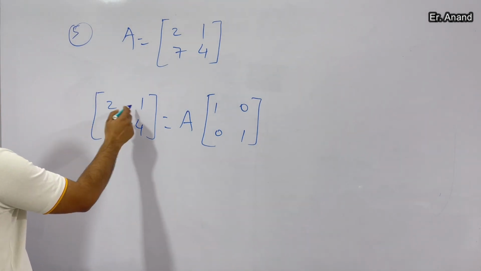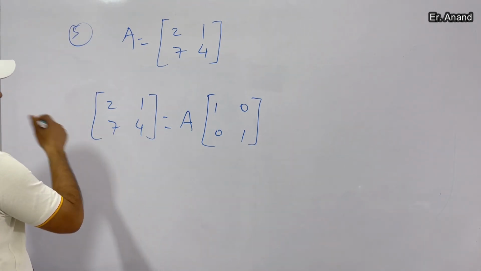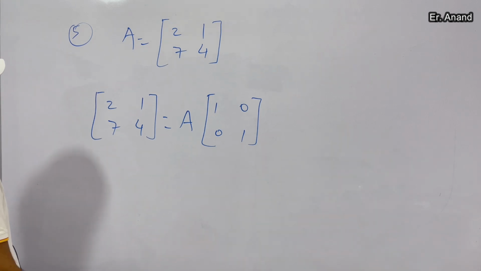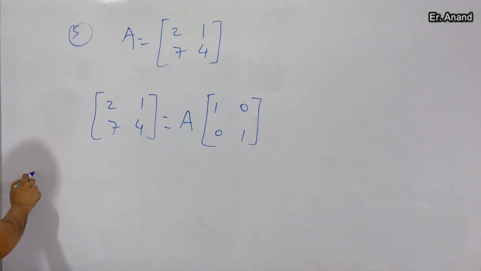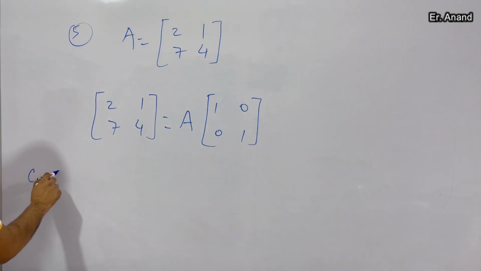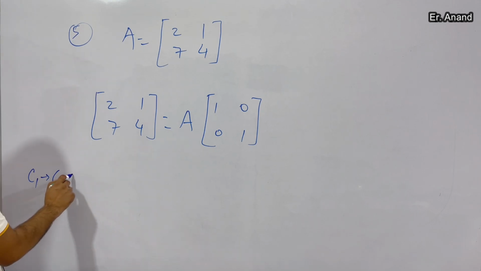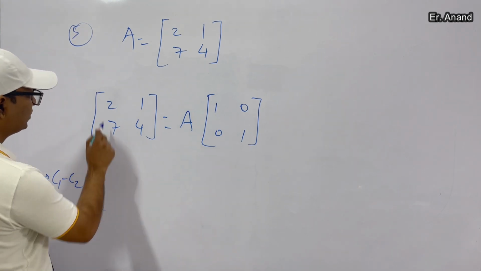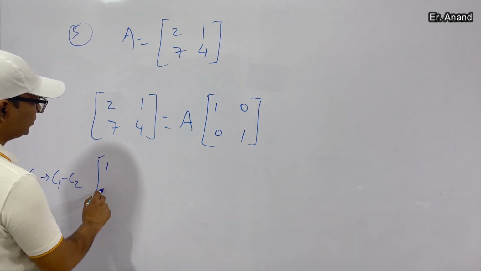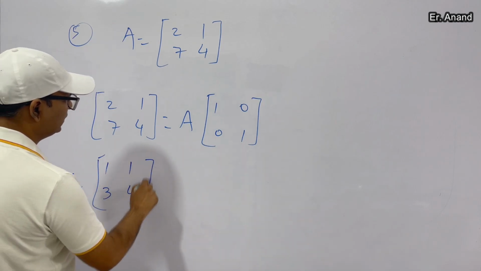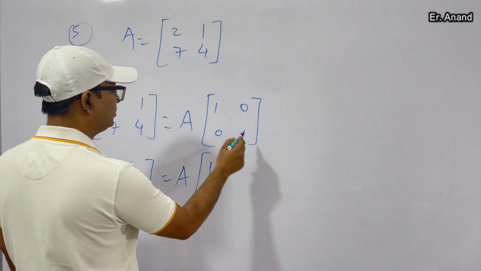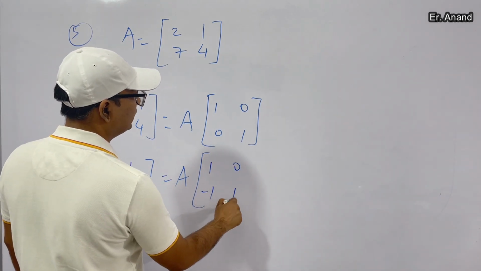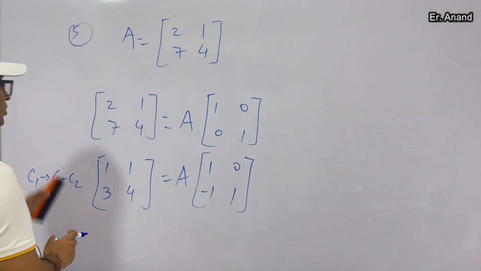So how to make this 0? Okay, first of all we'll have to make this 1. So column 1, what we do? Column 1 minus column 2. So this becomes 2 minus 1, 1, 7 minus 4, 3, and this is 1, 4. Okay, now this is A, column 1 minus 0, 1, 0 minus 1, minus 1. This is 0 and 1. Okay, this is the first operation.